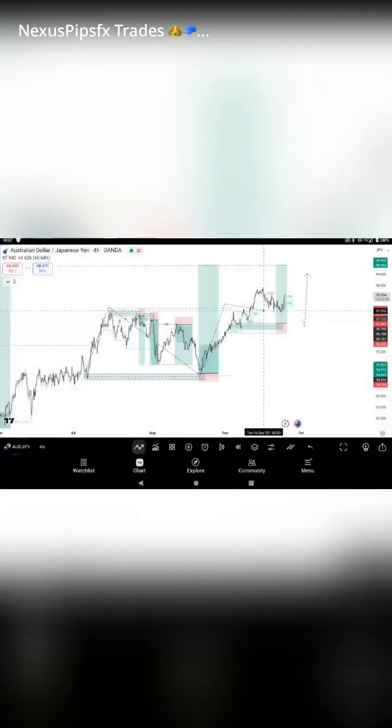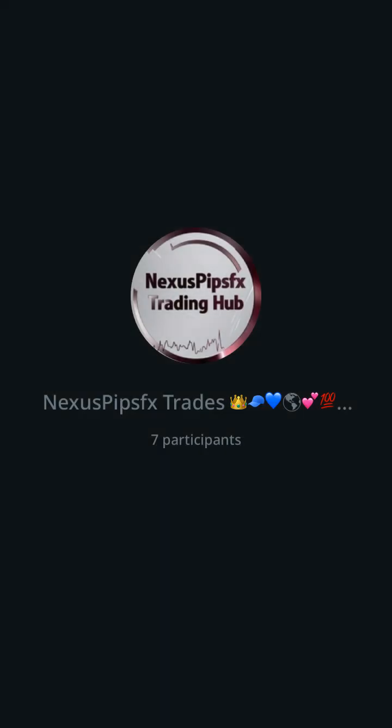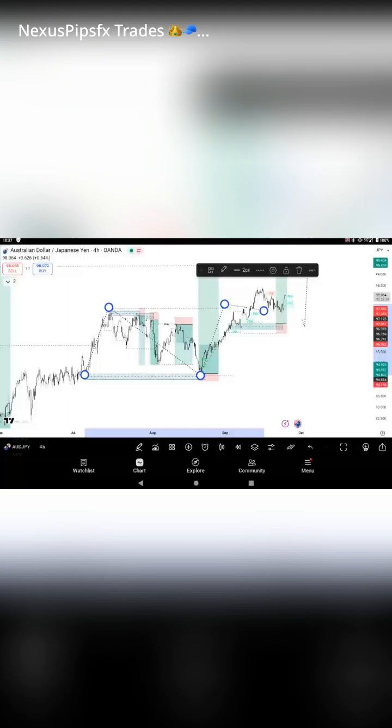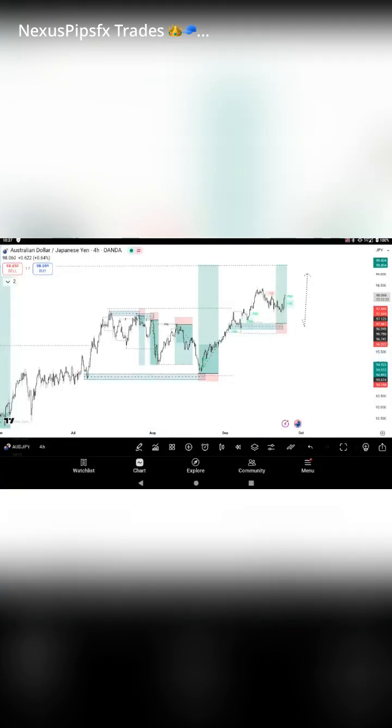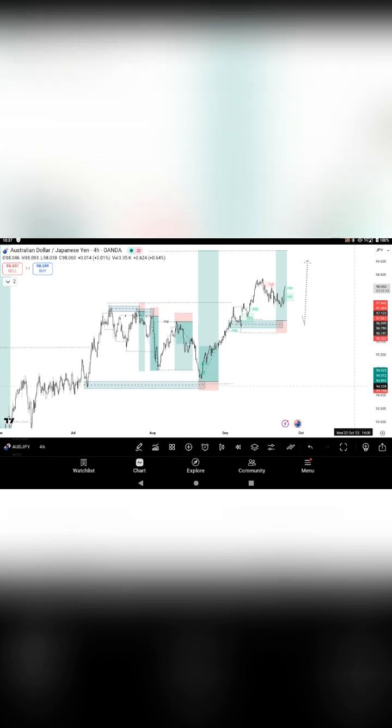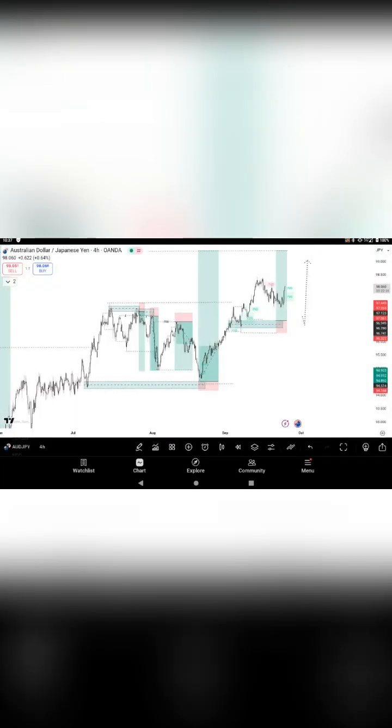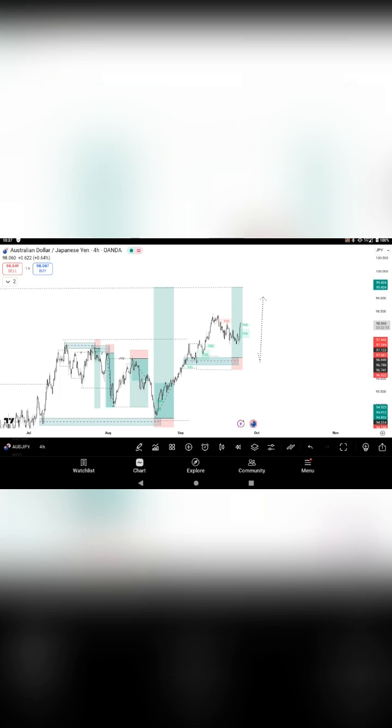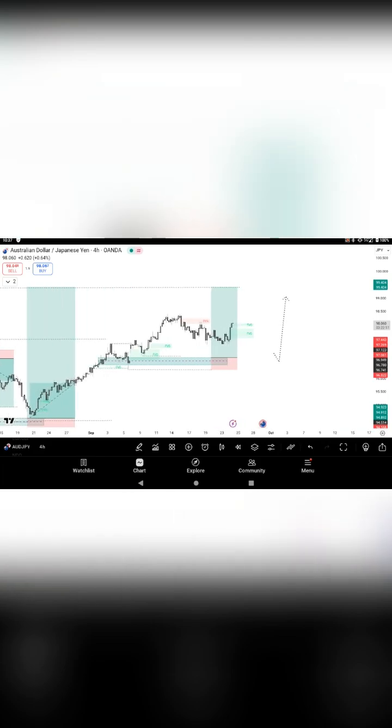If it invalidates it, then I'm going to look for another zone. But I'm so sure, or I'm optimistic, that this zone will hold for buys. So let's hope that price will come back here and will tap us in for buys.